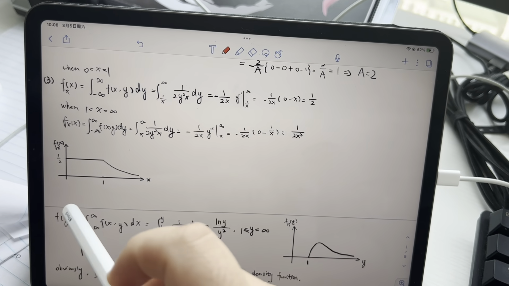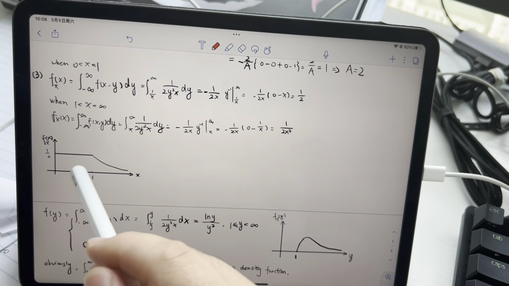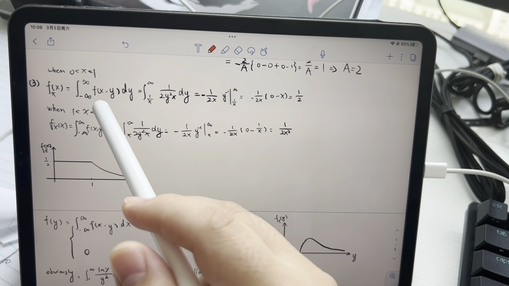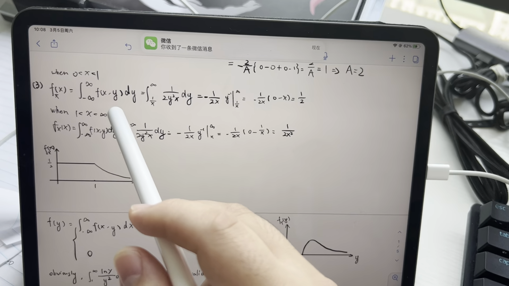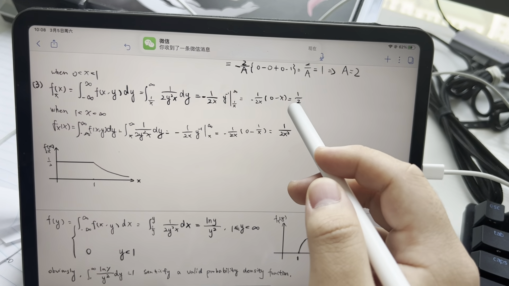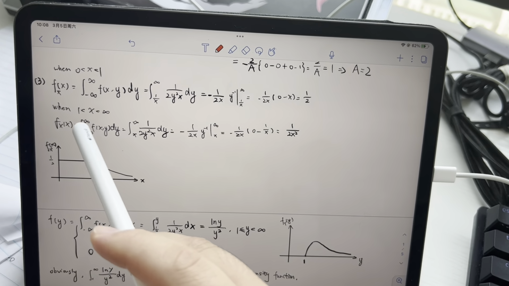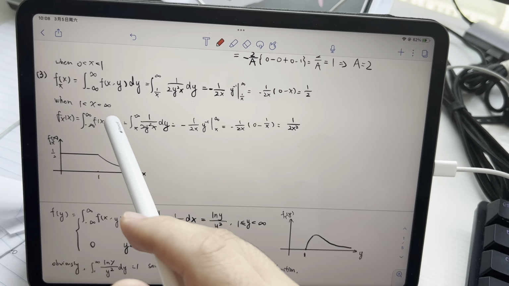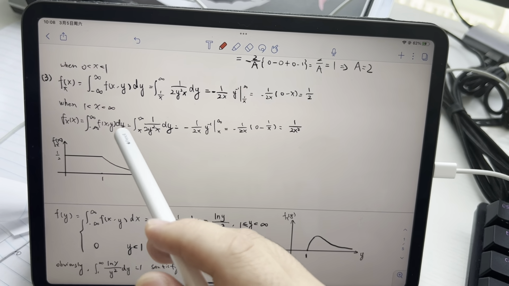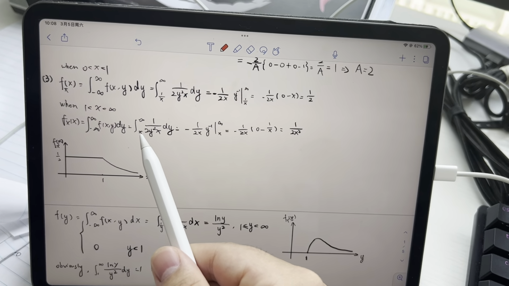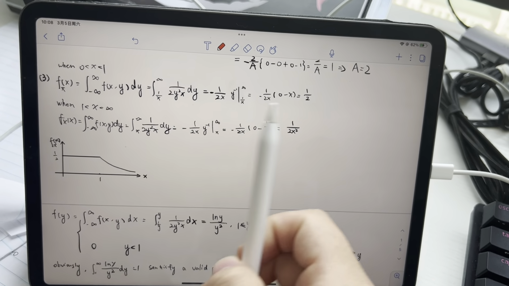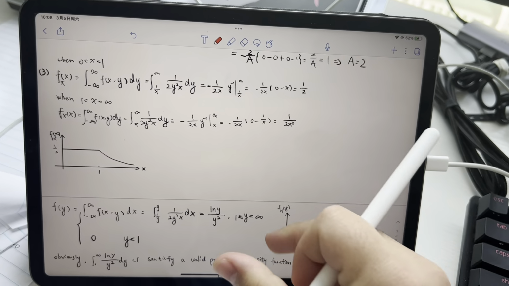And when x is larger than 0 and less than 1, fx equals 1 divided by 2, and when x is larger than 1, then we got that the lower bound is x, so it is 1 divided by x. So we get this answer.